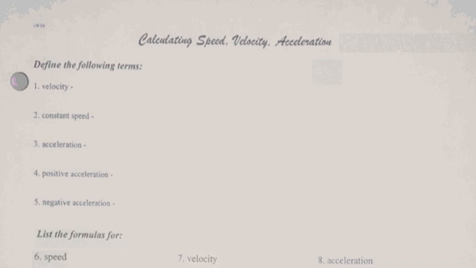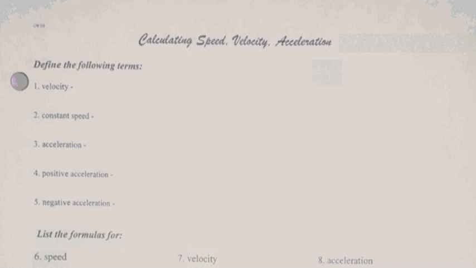I just wanted to go over, since we weren't going to have a chance to go over this today in class, I just wanted to make a quick video to take you through the answers on the page for calculating speed, velocity, and acceleration. We're going to start off with each section one at a time. We're going to go with defining the following terms.